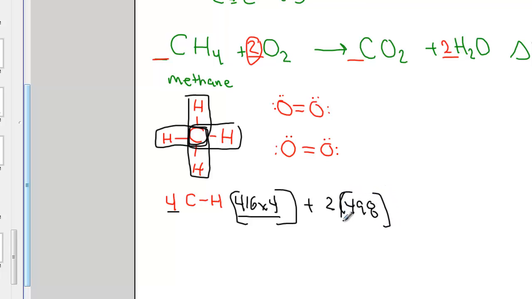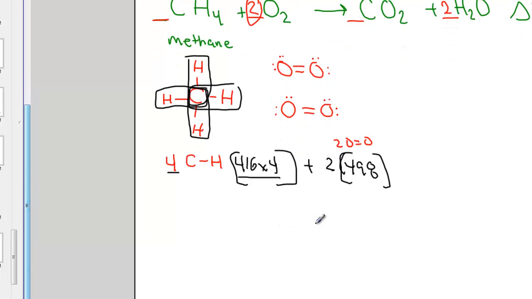Let me get that caught up. So here we have 2 units of O double bond O. Here we had 4 carbon hydrogen. So let's just figure out some math quickly. Let me grab my calculator. I'm going to hit 416 times 4. And I'll record that as, let me change just to blue, we'll say 1664 is the energy contained in those 4 CH bonds.